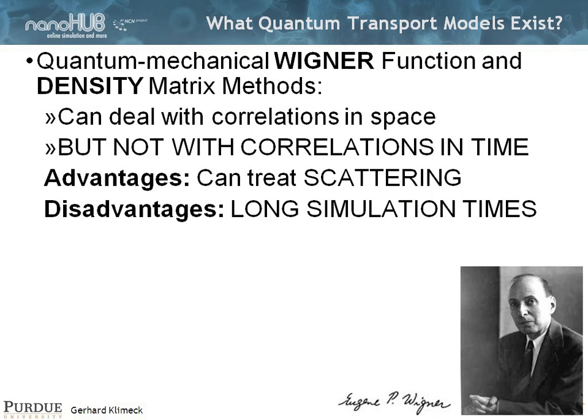And ways to treat quantum transport have been defined by a couple of people. And I'm going through a few of these. So the Wigner function or the density matrix approaches can deal with correlations in space. They cannot deal with correlations in time. What they can do is treat scattering, but they take a lot of simulation time to run compared to the semi-classical tools.